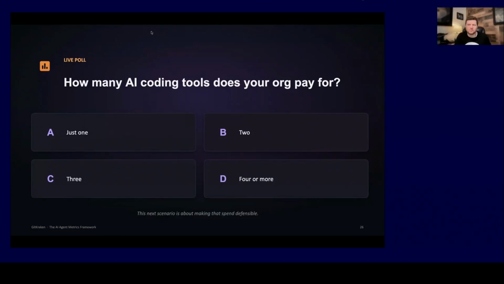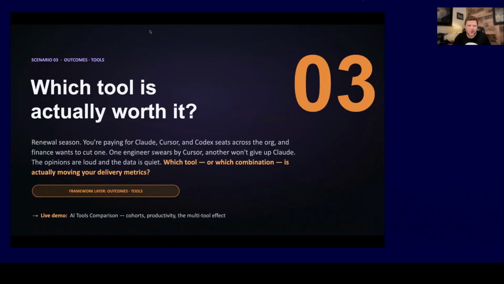Yeah, absolutely. Great feedback. And conveniently enough, that actually tees up our next scenario. So we'll go ahead and dive into that right now. So which tool is actually worth it? How do we know what tools are better for different types of work? So the scenario is this.